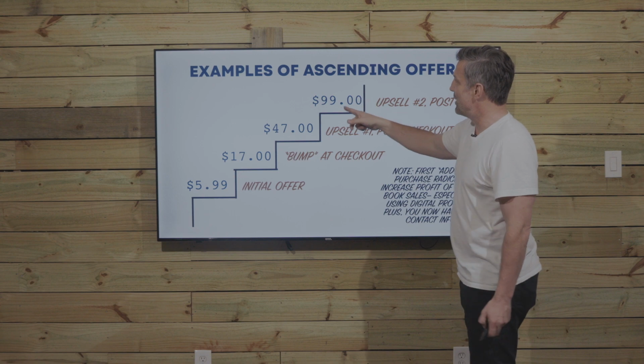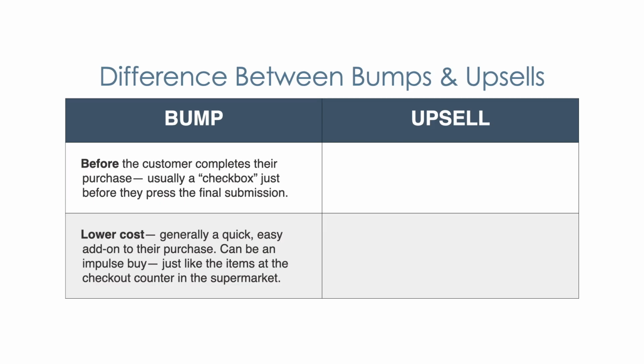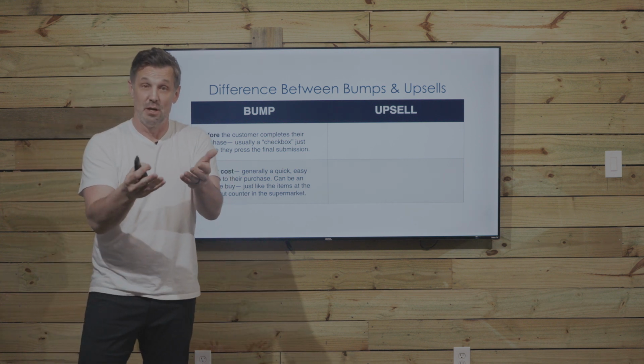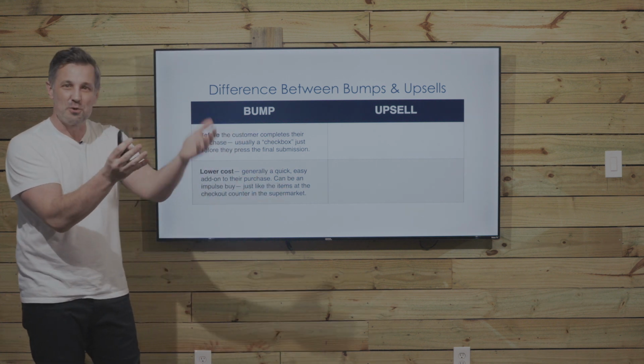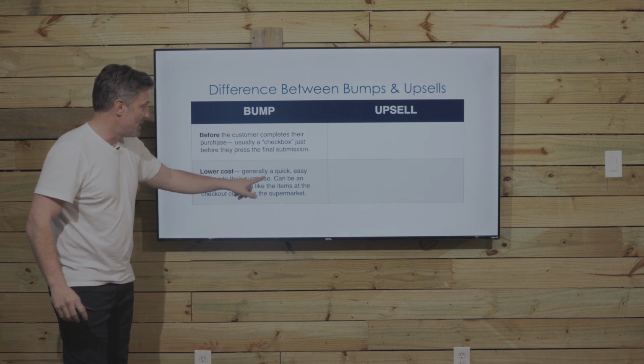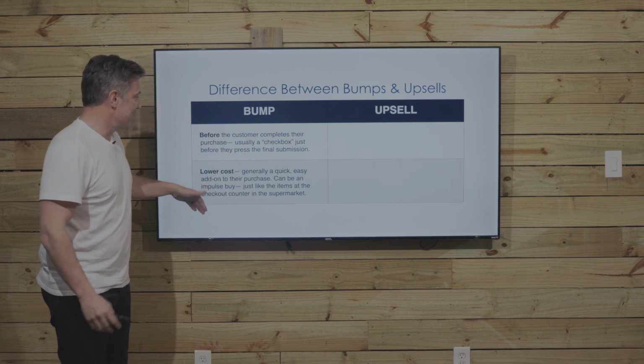Here's the difference between the bump and the upsell. A bump happens when people go to check out in their cart on your website. It happens before, so B, bump, before, you can remember that, before the customer completes their purchase. Usually it's just a checkbox. Hey, would you like to add this to your order too? Sometimes you message it such as, a lot of people choose to purchase this. It goes well with it. It's always a related product, not something unrelated. It's a logical next step that's a lower cost, quick, easy add-on to their purchase. It can be an impulse buy.